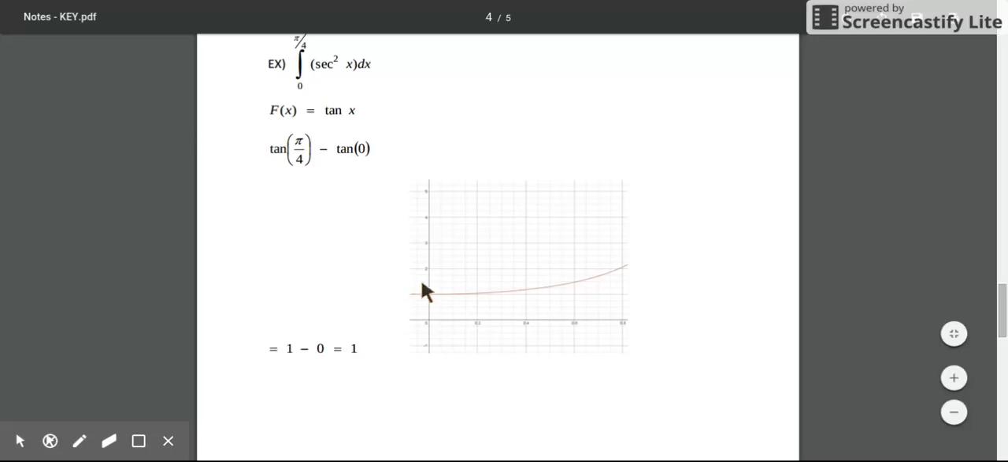So if we graph secant squared in between 0 and approximately pi over 4, what we're doing is finding the area underneath this graph in between the graph and the x-axis. So all of this area right in here. And that turns out to be exactly 1. It's kind of nifty.